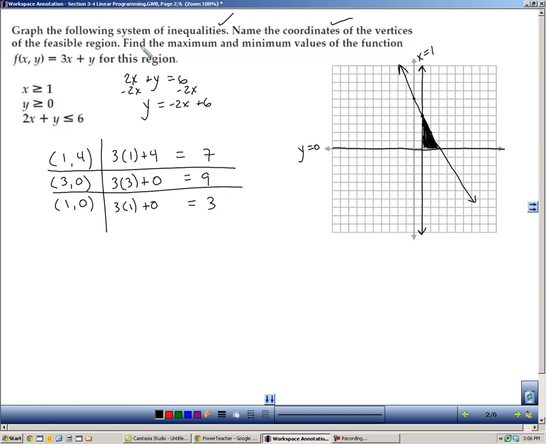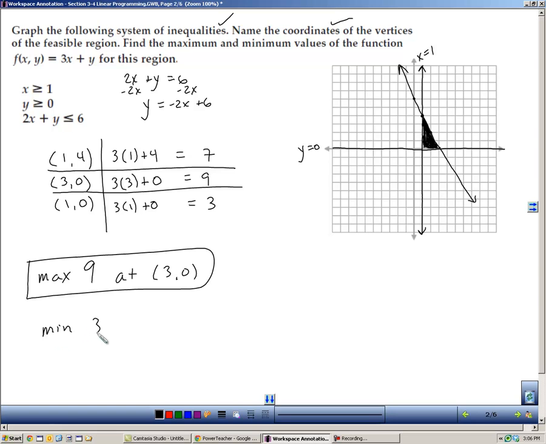So we have to find which one of those is the biggest number and which one of those is the smallest number. The maximum value is 9, and that's at point 3, 0. So I'm not only saying what the max is, in fact I'll say this, the max is 9 at 3, 0, and the minimum value is 3, and that occurs at the ordered pair 1, 0. So taking each one of my ordered pairs and plugging it into my function, we find the maximum value happens at this point, and the minimum value happens at this point.